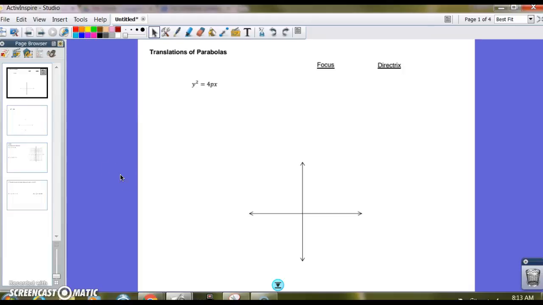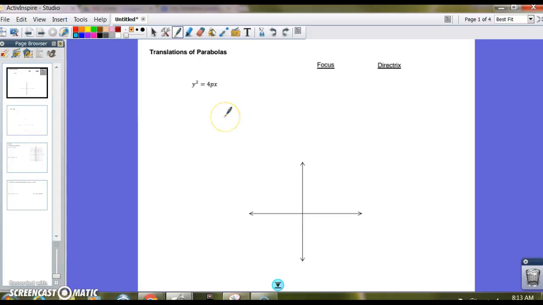Hi everyone, today I want to talk about translating parabolas. So yesterday we did parabolas that had a vertex at the origin. Today we're going to talk about when that vertex is no longer at the origin. We'll talk about some terminology and how we're going to approach these problems.